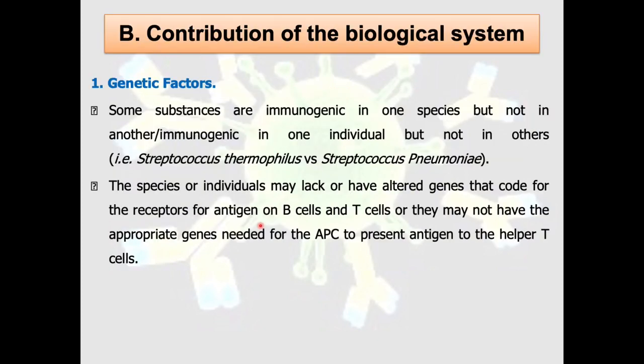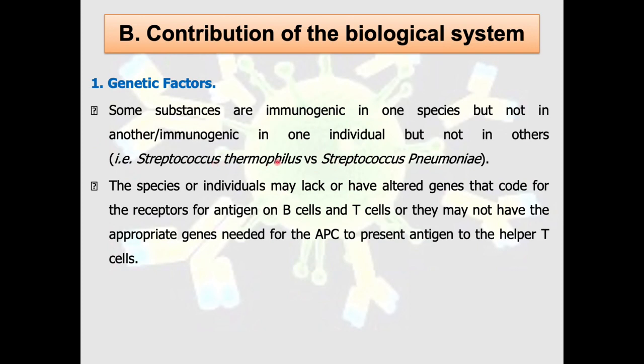Right, let's go to the contributions of the biological system. The first one is regards the genetic factors. Some substances are immunogenic in one species but not in others. For example, you can see here Streptococcus thermophilus versus Streptococcus pneumoniae. Even though they are in the same genus, they are different species.